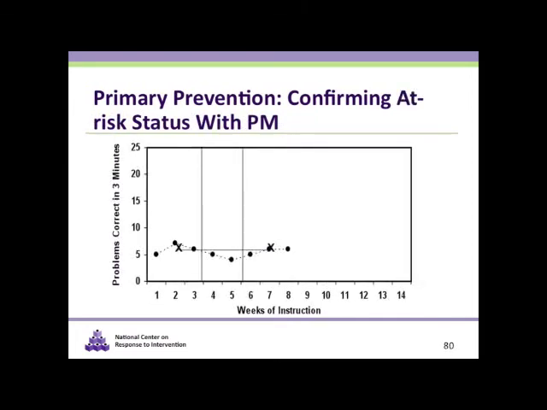Look at this student's graph. The slope for this student's computation CBM is 5 minus 5 divided by 7, which equals 0. This student's slope is less than the 0.50 CBM computation cutoff for grade 4. This student's risk status would be confirmed, and he or she would enter secondary prevention.